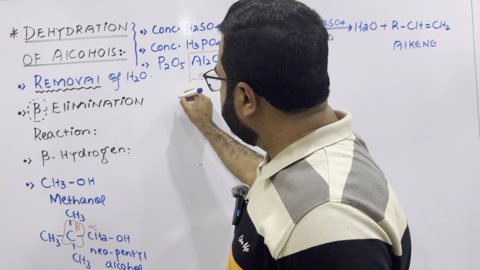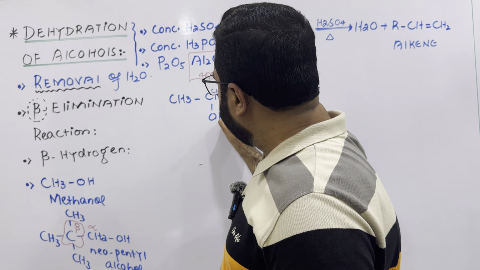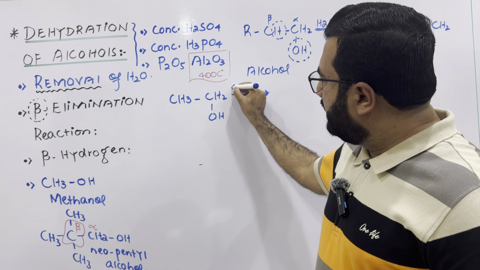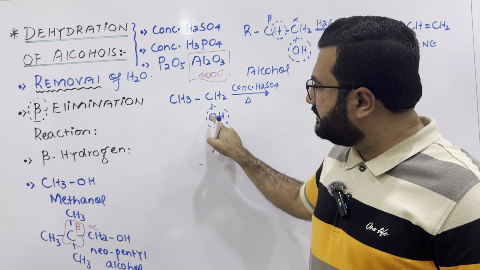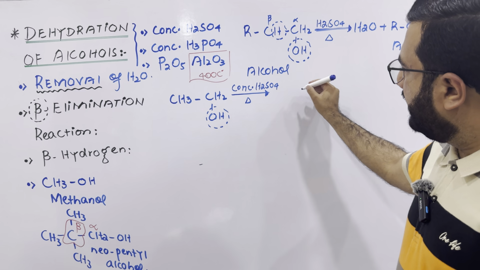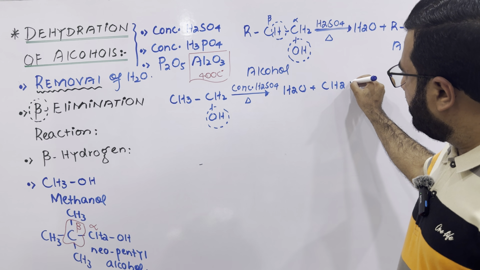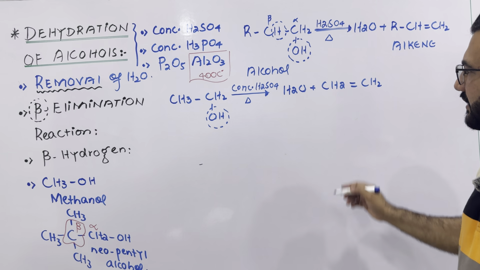Now let us see a very simple example in which the second simplest alcohol, that is ethanol, is treated with concentrated H2SO4 and it is heated. Again the alpha carbon will give OH negative and the beta carbon will give H positive. Water molecule will be eliminated, and double bond will be formed between alpha and beta carbon, and my dear students, you will get an alkene, and specifically in this case the alkene will be ethene.